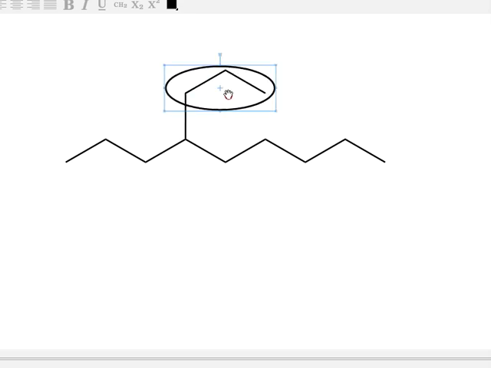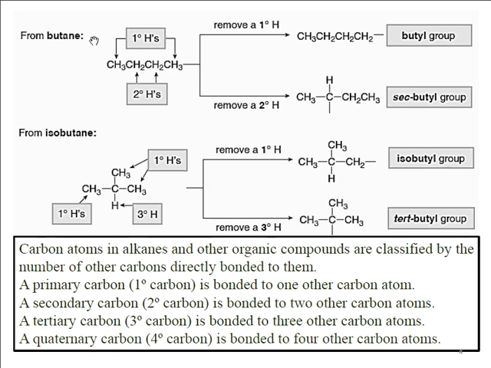This is the propyl group. For the isopropyl, it will be like this: 1, 2, 3, methane, ethane, propane. But because it's the substituent, it will be propyl. This is the isopropyl group, this is the propyl group. And for the butane, we also have two possibilities to remove the hydrogen. Remove the hydrogen from the end, or remove the hydrogen from the second or third carbon.